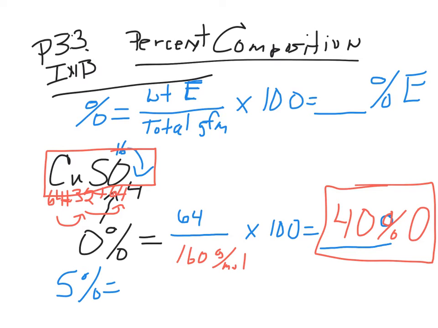32 goes on top. Back there, we need to be paying attention. Okay, since you have 32 on top, what still goes on the bottom? Look at your formula. The 160, because that's your total molar mass, right? What's your next step? Times 100, very good. This is going to give you your percent of sulfur. So how much is that? 20%. Very good, young lady.